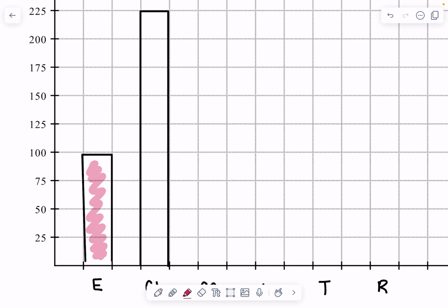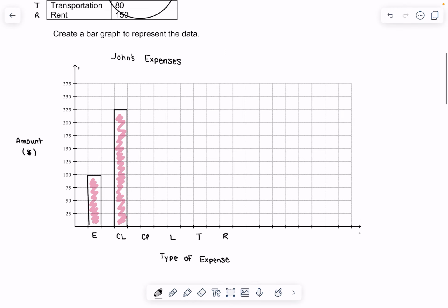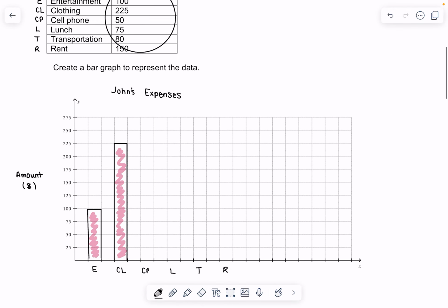It's up to you if you want to use different colors or the same one. I sometimes get a little bit overwhelmed by all the colors. I find it easier just to use one, but however you'd like to do that, if you have some little system there, that's fine. Cell phone is $50.